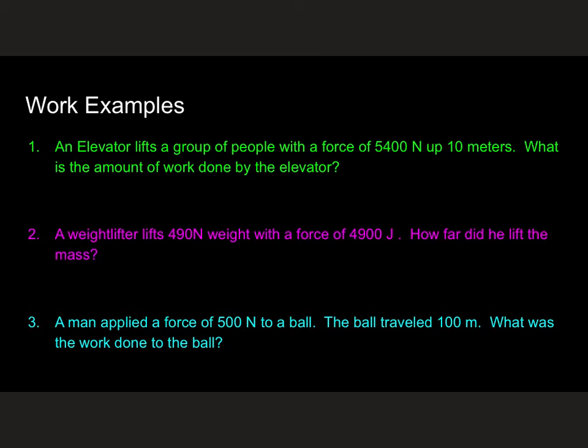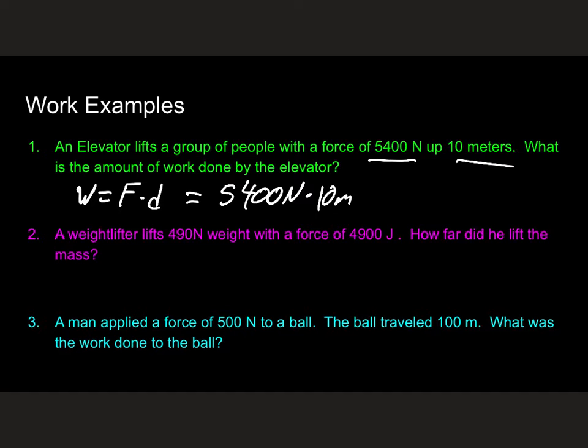So we have an elevator. It lifts a group of people with a force of 5,400 newtons up 10 meters. What is the work done? Well, we know that work is just equal to that force times that distance. So now we can plug in that it was a force of 5,400 newtons. And we're multiplying that by 10 meters. And we're going to get that the work is 54,000 joules.